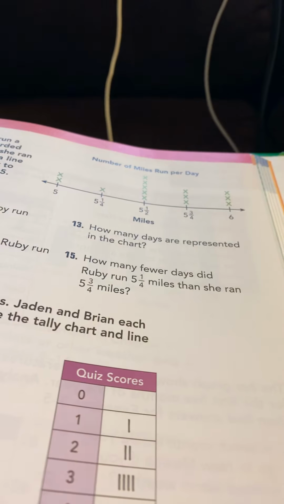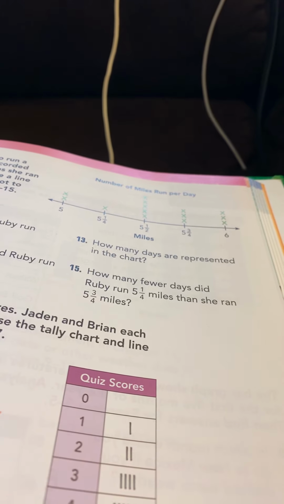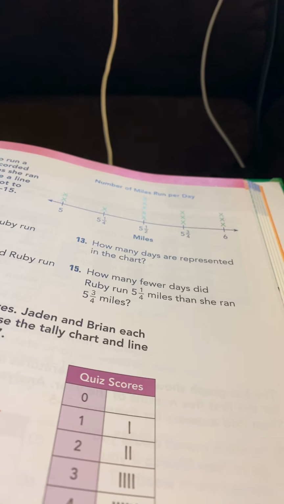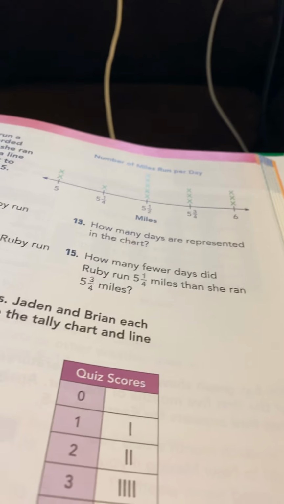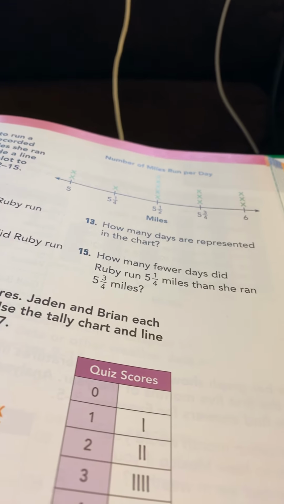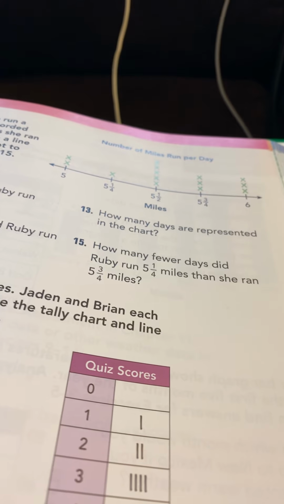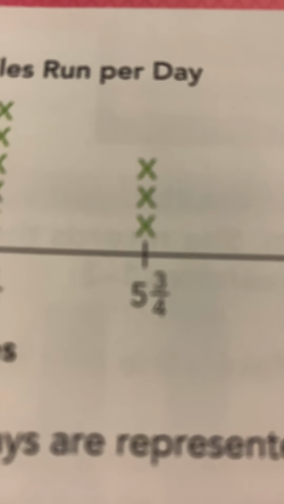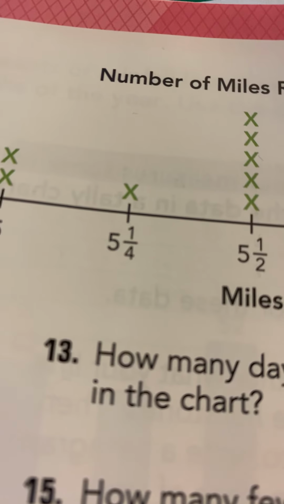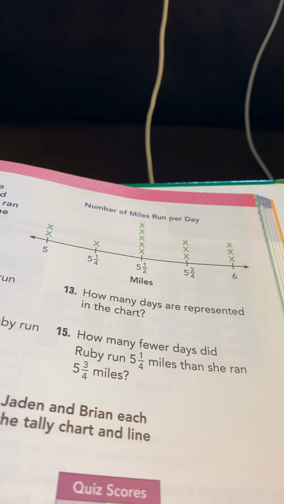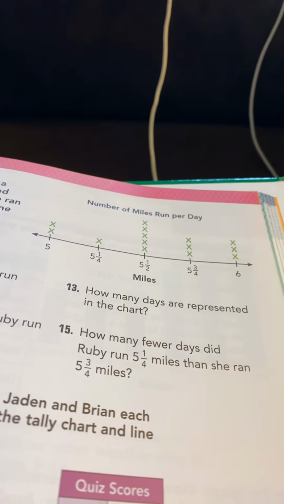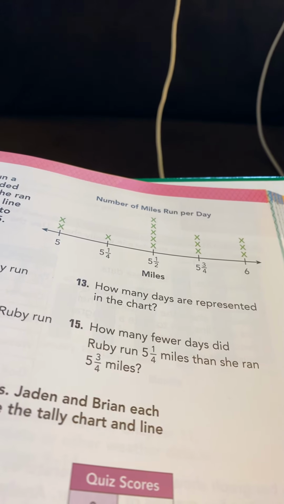And 15, how many fewer days did Ruby run 5 1/4 miles than she ran 5 3/4? Let me try that again. So again, we're going to look at 5 3/4 is 3 X's. 5 1/4 is 1 X. 3 minus 1 is 2. So the answer would be 2 days.